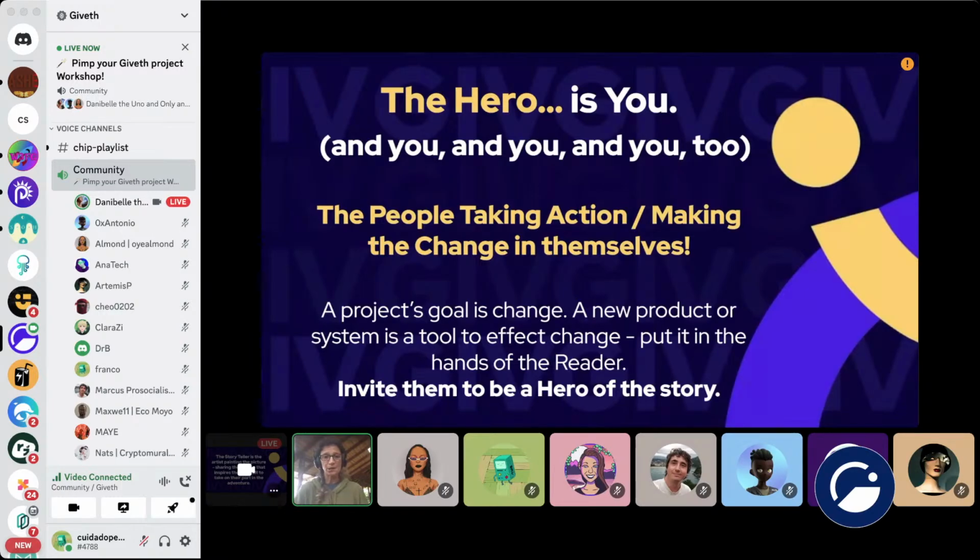I'm going to pause and let that sink in for a moment, because whatever it is that you're producing for your project, your ultimate goal is change. There's a new product you may be creating, a new system that addresses something, but all of those things that we're creating, they're really just tools to affect change. So put that in the hands of your reader. You want to invite the person who's reading to be a hero of the story.